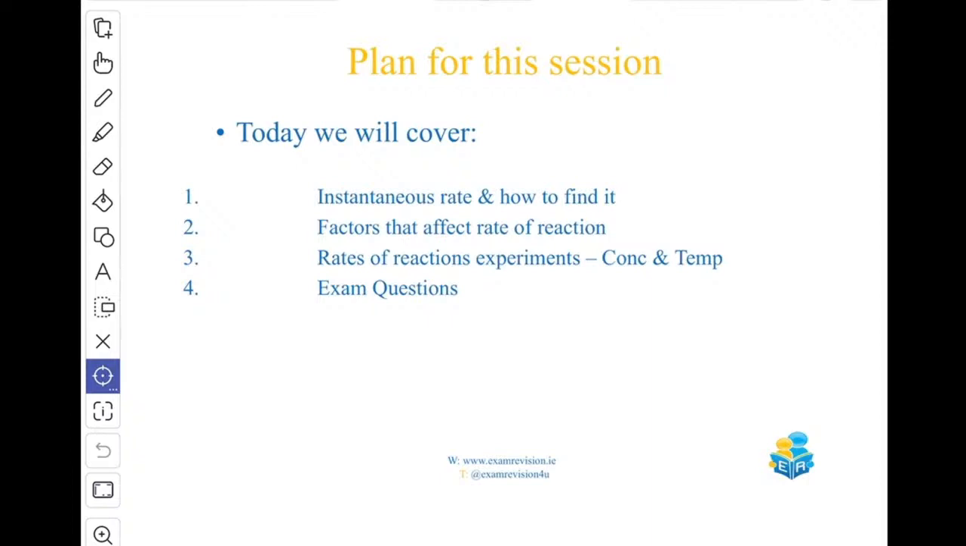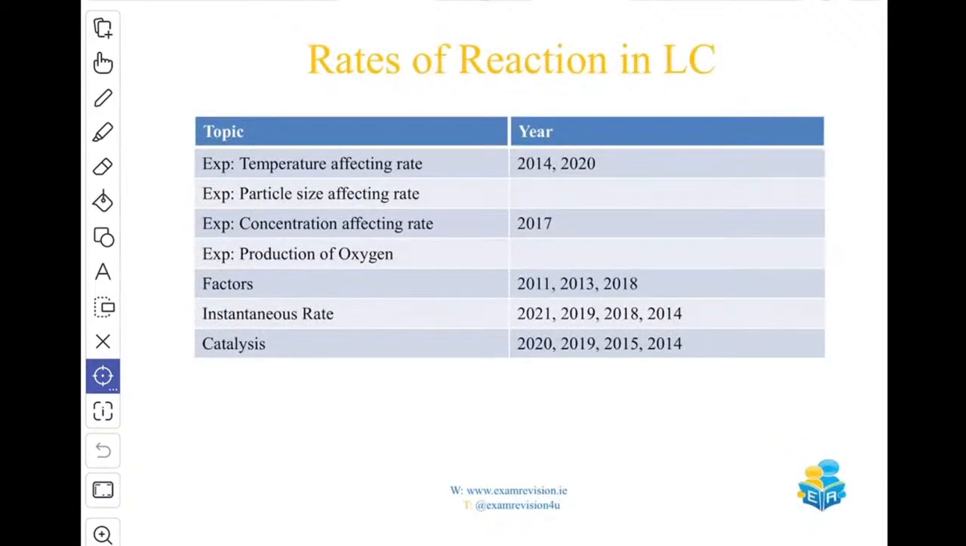So we can see here rates of reaction on Leaving Cert. I've just put together a little table, and we can see that it comes up quite frequently. Rates of reaction has appeared practically every year in the past 10 years. So the experiment on temperature appeared in 2014 and 2020. We can see that the concentration experiment appeared in 2017. The factors appear quite frequently as well, as does instantaneous rate and catalysis.